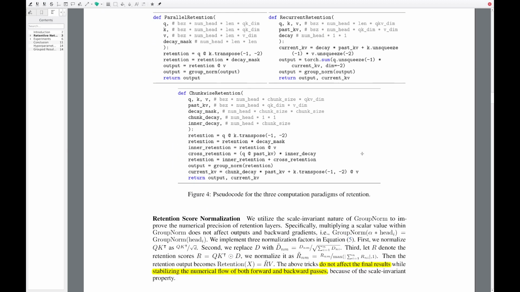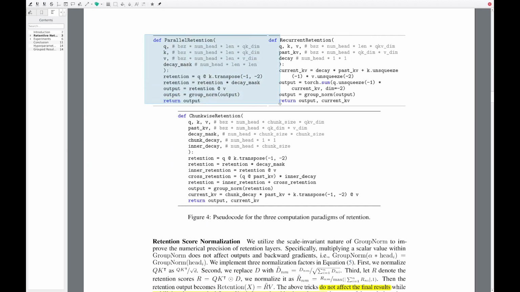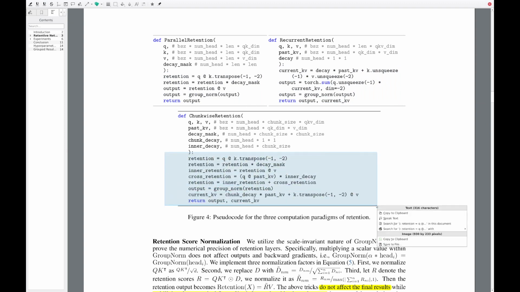Here you can see some very, very short sections of code. You can see they can compute in parallel in only a few lines. And also recurrently is very similar. Chunkwise is a little longer, but not that long at all compared to most things.